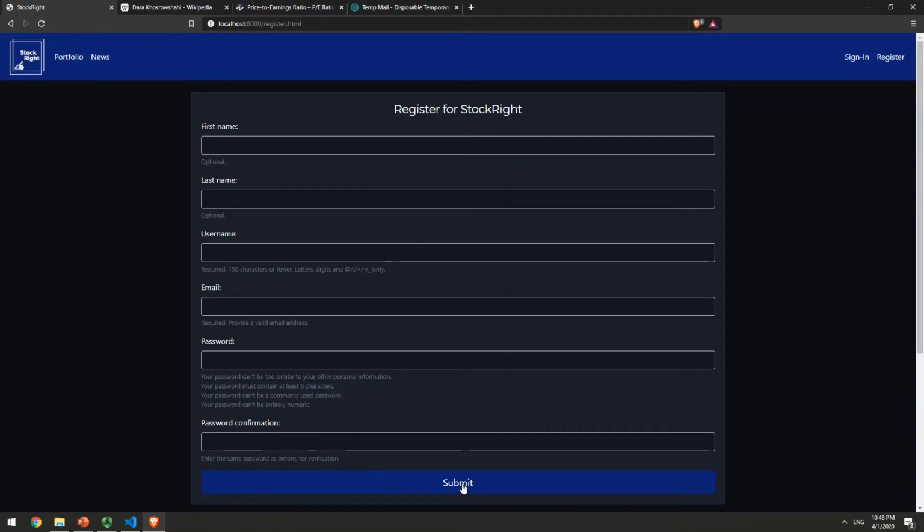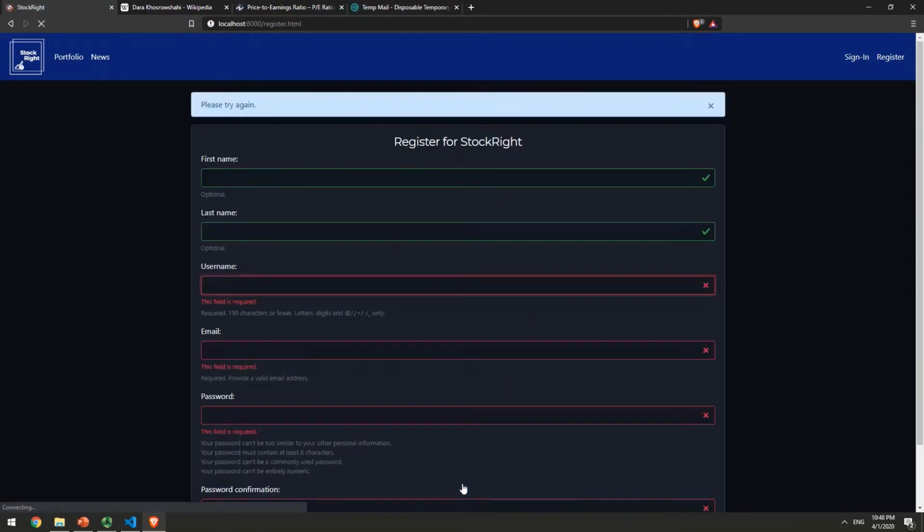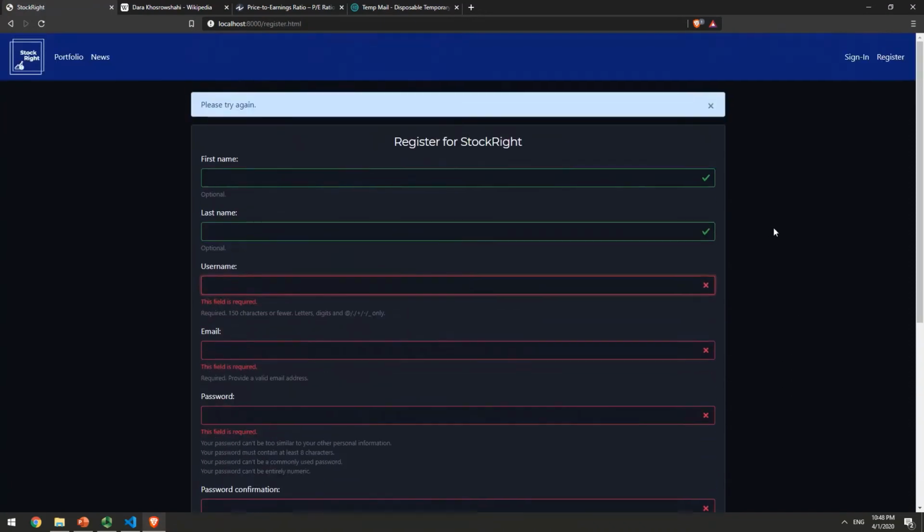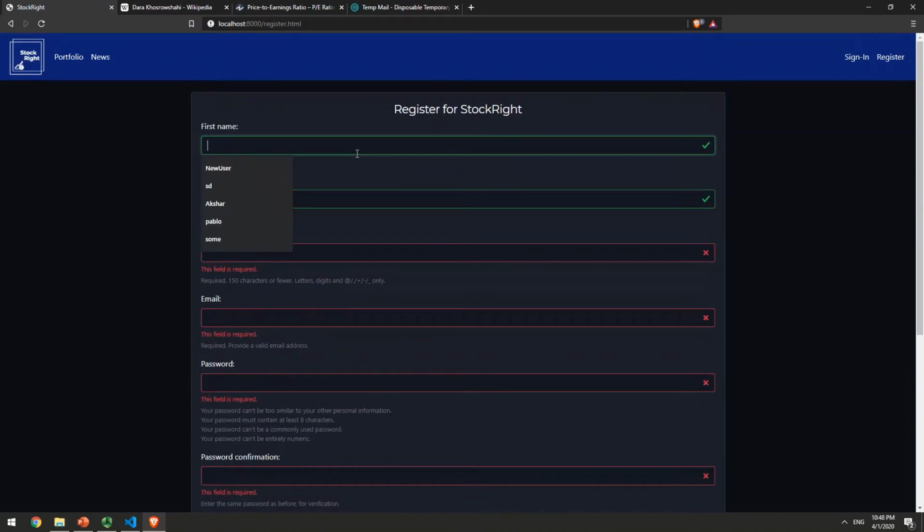Let's just do a little demonstration here. So if I just click with everything blank, it'll tell me please try again, highlights all the fields. It tells me which ones are required, which ones are not. So let's make an account.